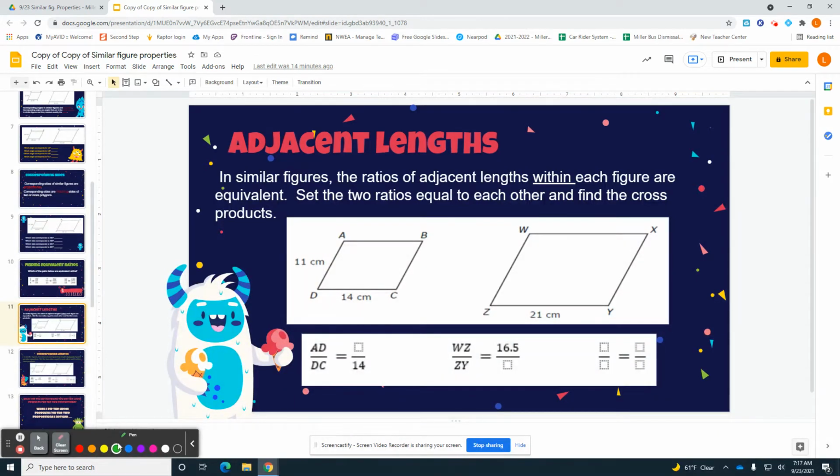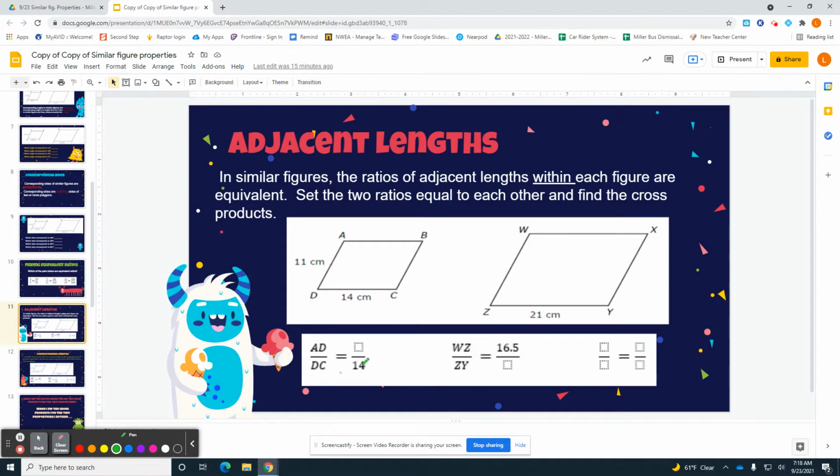All right, so it says adjacent lengths. So in similar figures, the ratios of adjacent lengths within each figure are equivalent. Set two ratios equal to each other and find the cross products. So with similar figures, you have adjacent lengths, okay? And those are lengths that are like across from each other.